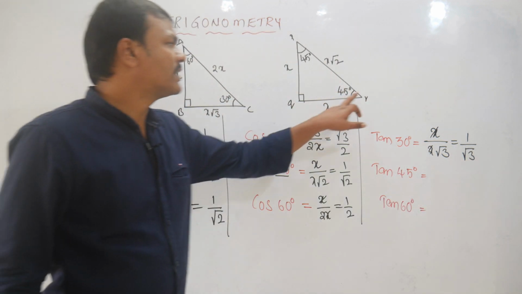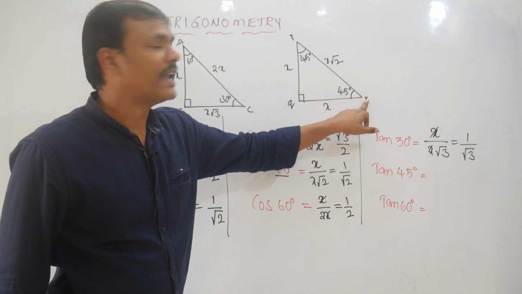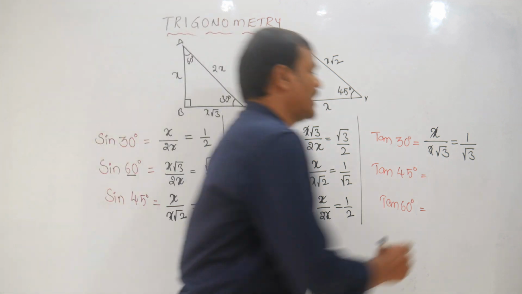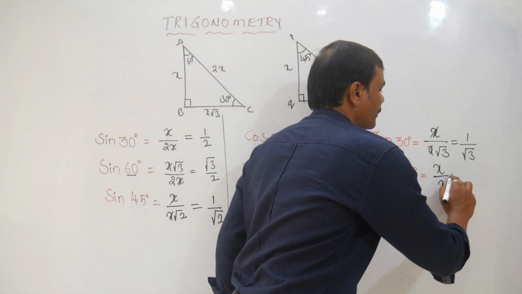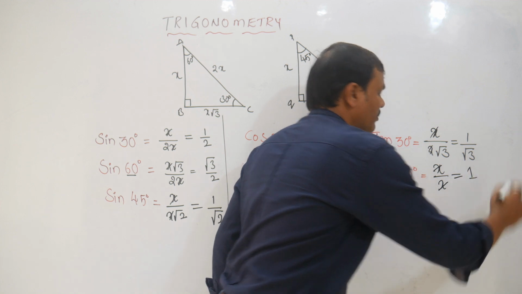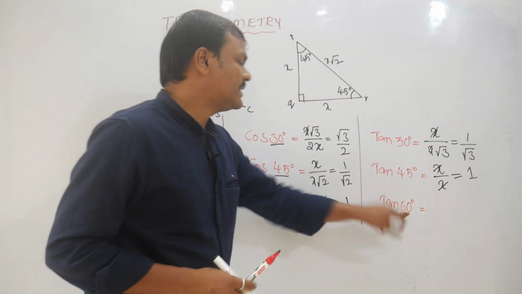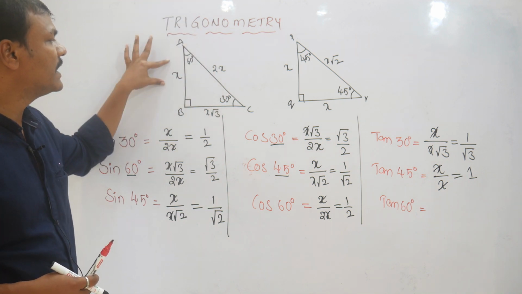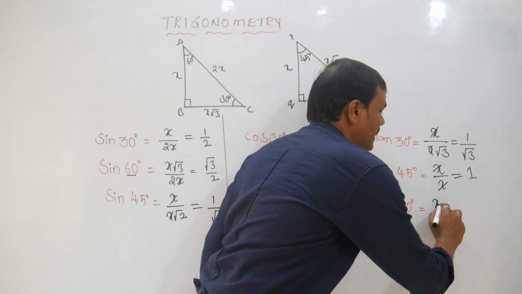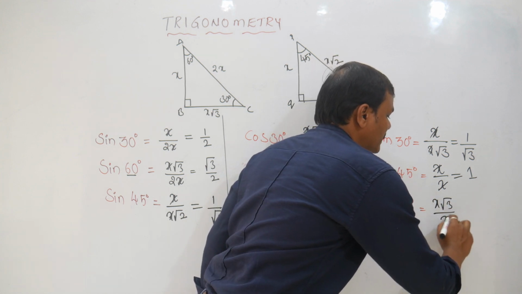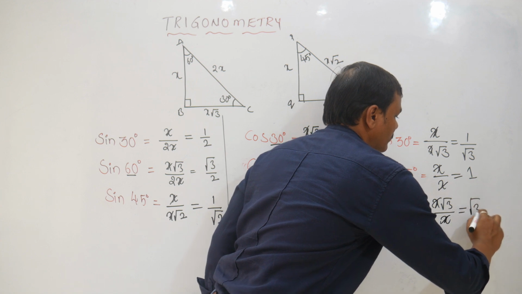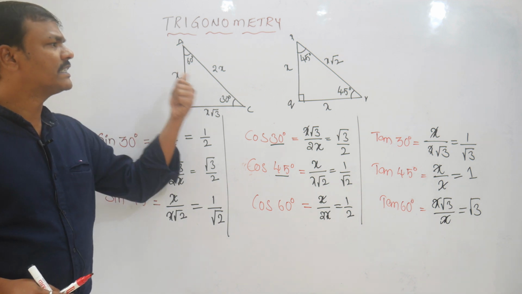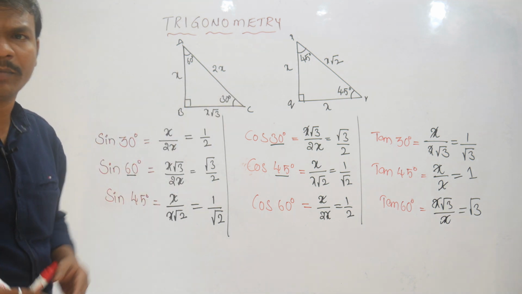Next, tan 45. What is the value for 45 degrees? Tan is nothing but ratio between opposite by adjacent side. Opposite is x, adjacent also x. That is x by x. Value is 1. Next, tan 60. From the 60 degrees vertex, which is the opposite side by adjacent side. So opposite side is x root 3 by x. Value root 3. Right? These are the 30 degrees, 60 degrees, 45 degrees values of different trigonometric ratios.